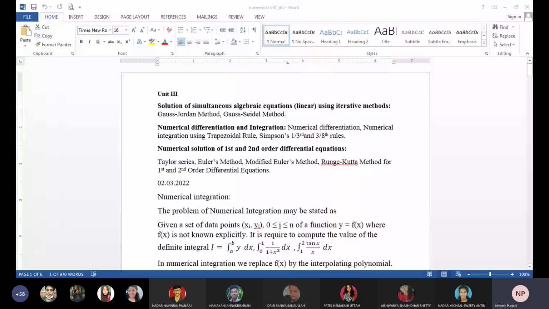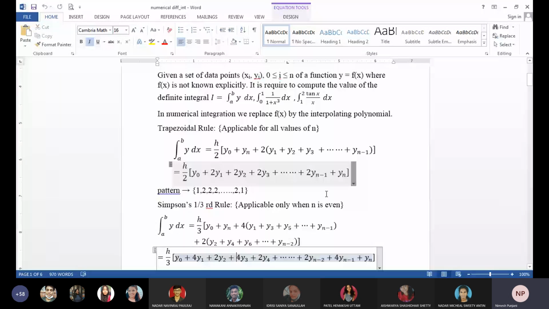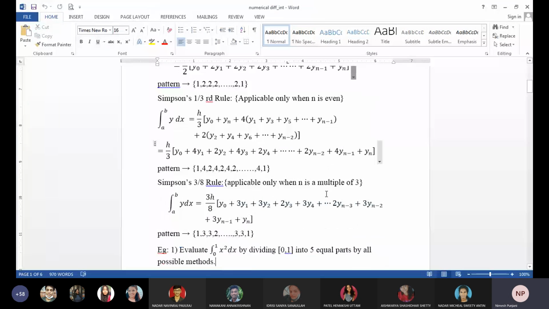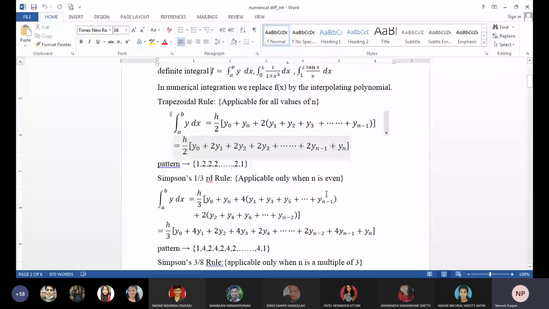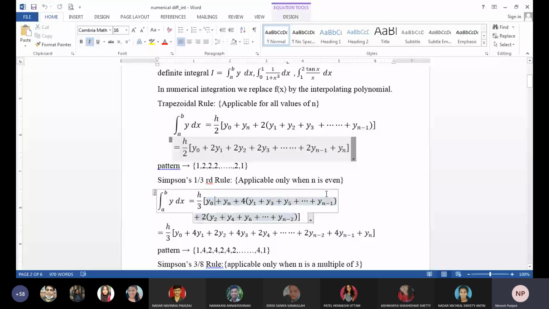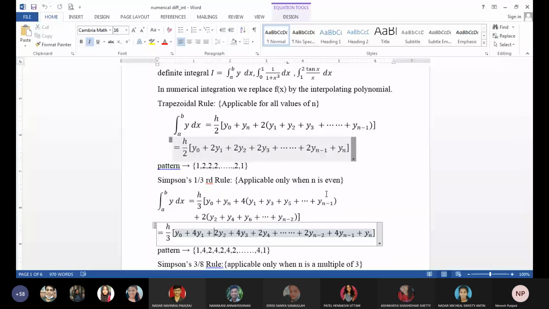Okay. So we will again solve the sums of numerical integration and differentiation. So numerical integration में we had seen three methods. One was your trapezoidal rule, Simpson's 1/3 rule, and Simpson's 3/8. Simpson's 1/3 is applicable only when n is even. Simpson's 3/8 is applicable when n is multiple of 3. Trapezoidal rule is applicable for all values of n.